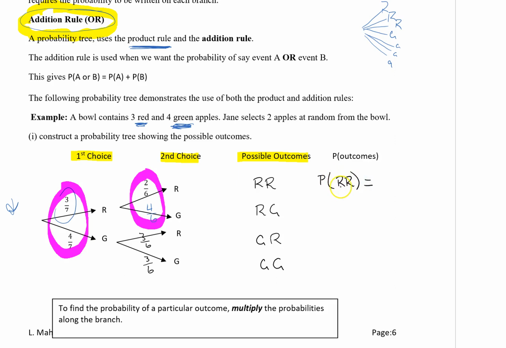so we've got red and red, we multiply. Red and red. So it's 3 in 7 times 2 in 6. 2 in 6 is 1 in 3. 3's gone. And we've got 1 in 7.